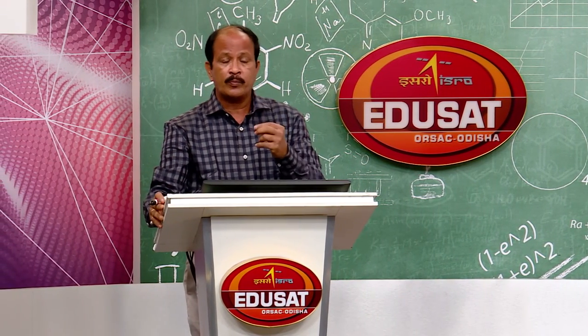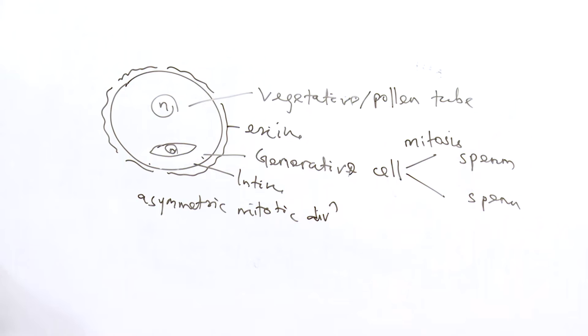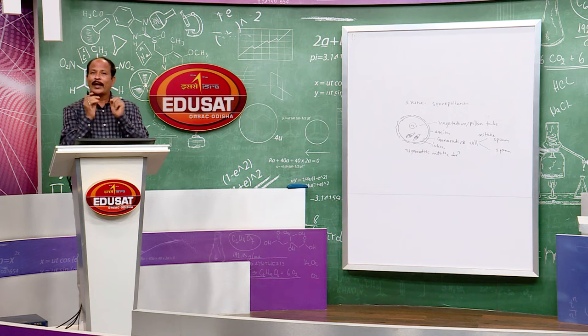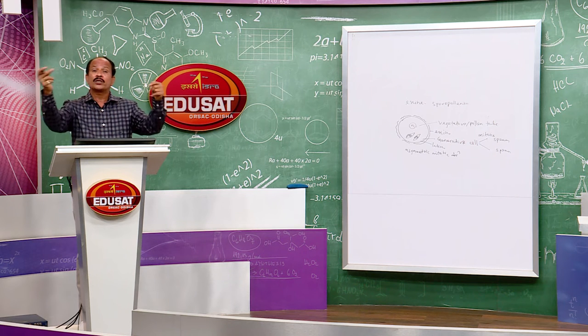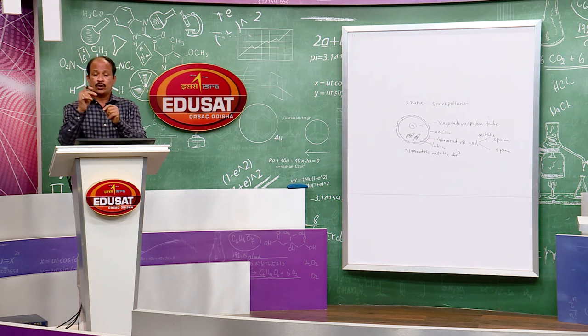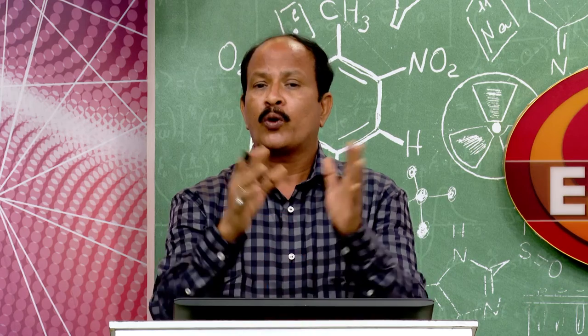Two things we must remember: the inner wall is intine. The intine is formed of callose, a soft substance, not a hard substance. So the callose wall is deposited by the protoplast of the microspore itself, whereas the outer wall, the exine, is deposited by the tapetum. Along with sporopollenin, other lipid-rich substances are also deposited around this, forming pollen kit.